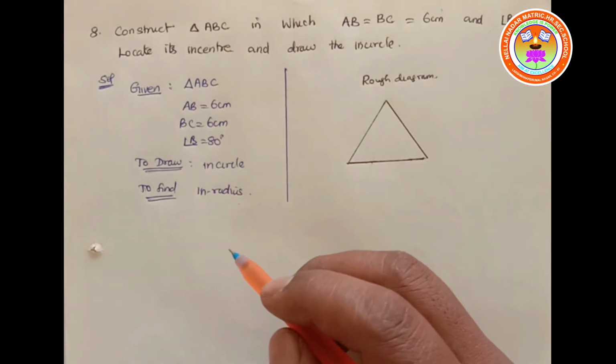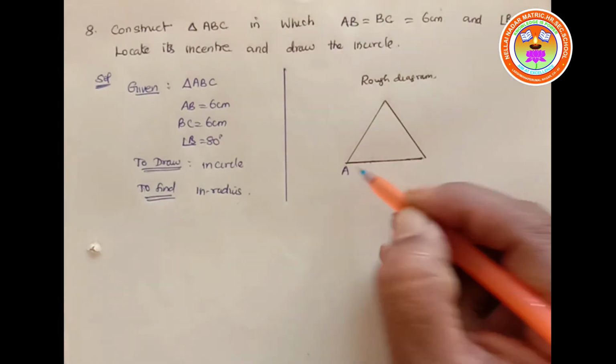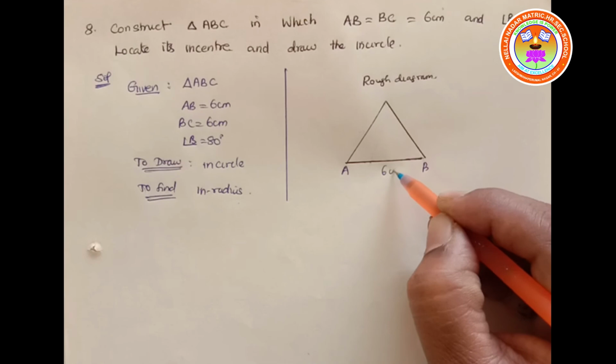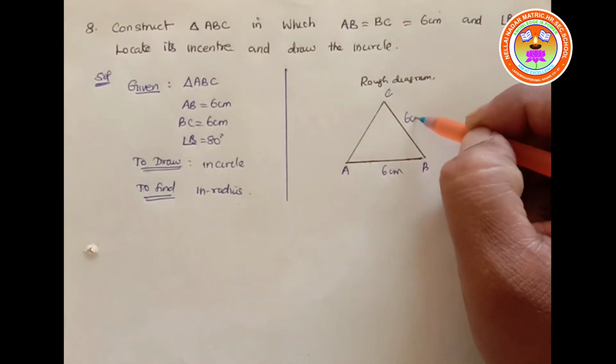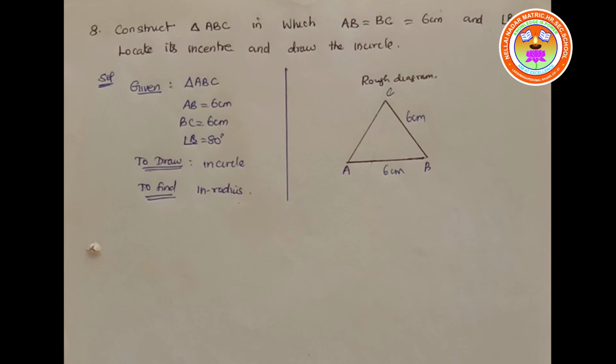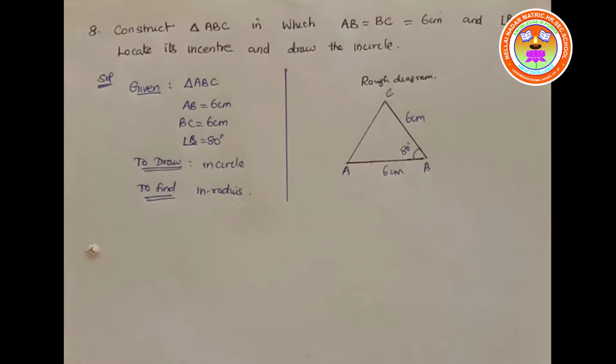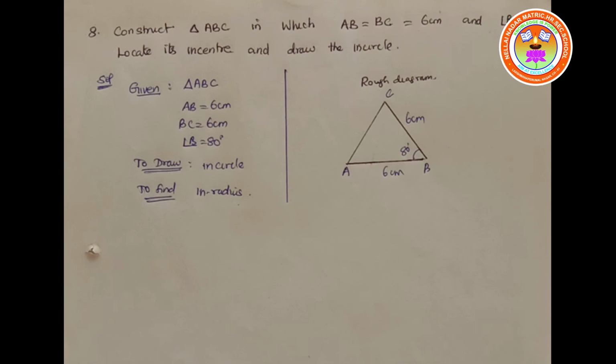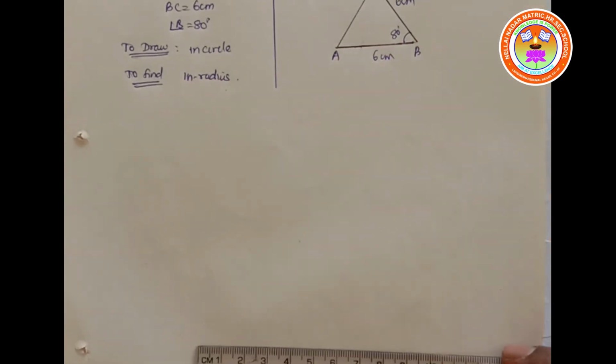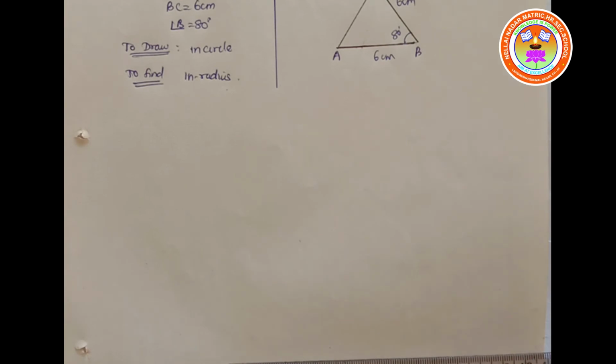It's clear, children. Now AB is equal to 6 centimeter and BC is equal to 6 centimeter. And angle B is equal to 80 degree. Okay. Now, after drawing a rough diagram, you have to draw a fair diagram. Take scale and measure or draw AB equal to 6 centimeter. It's clear, children? AB equal to 6 centimeter.